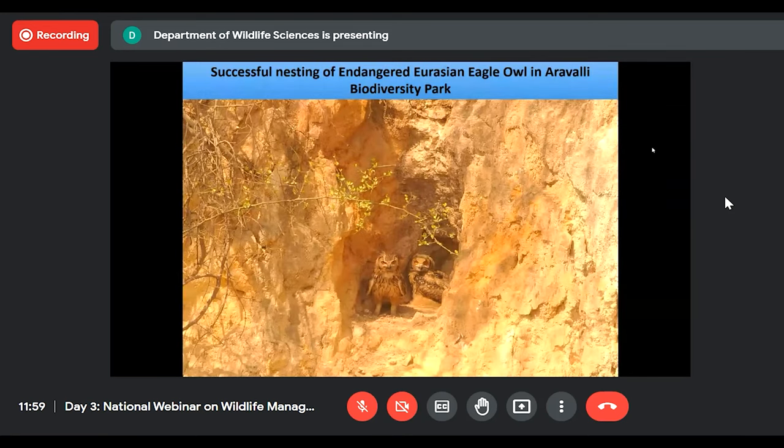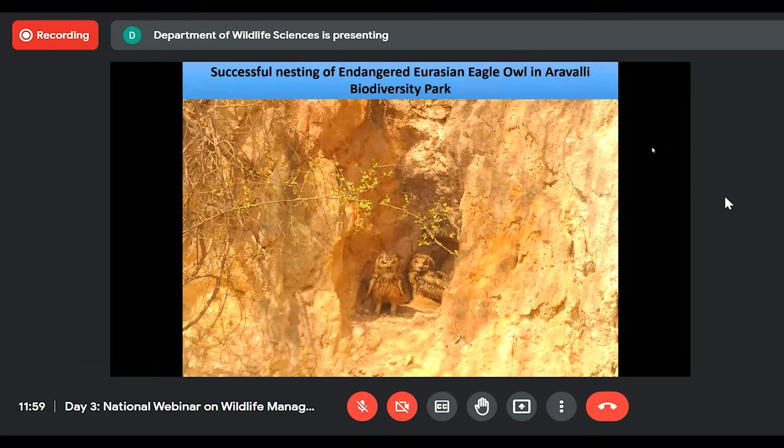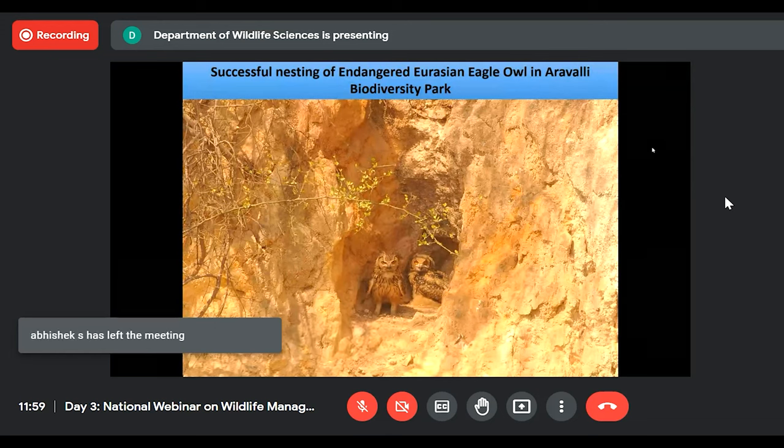Then successful nesting of the endangered Eurasian eagle owl. It requires a very specific and elusive habitat to breed and survive. This is the biggest owl of Delhi. Since we spotted this, we secured its habitat, and now it is successfully breeding, nesting and producing offspring. Next, please.